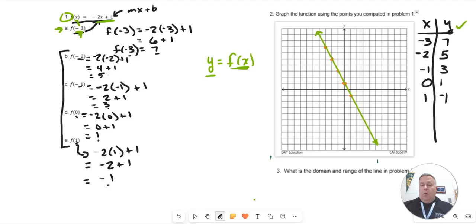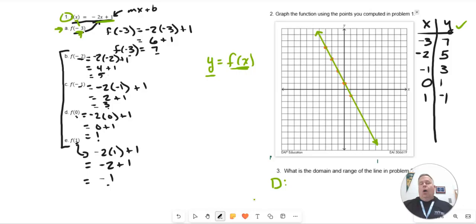Now, there is one more question down here. It asks, what is the domain and range of the line in the problem? Why don't you pause the video and go ahead and write out what you believe the domain and range would be. Okay, welcome back.